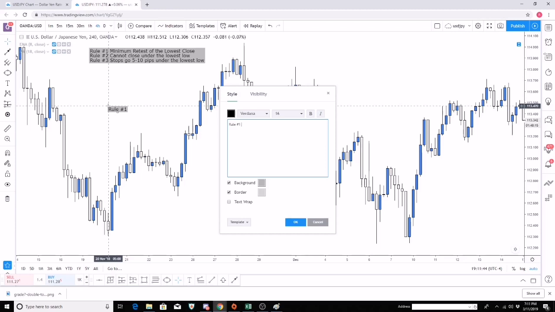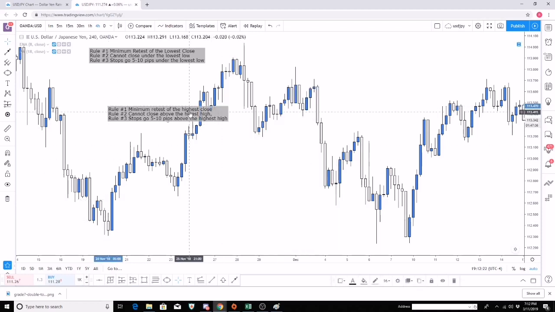Rule number 1, minimum retest of the highest close. Rule number 2, we're going to see cannot close above the highest high. Rule number 3, stops go 5 to 10 pips above the highest high.